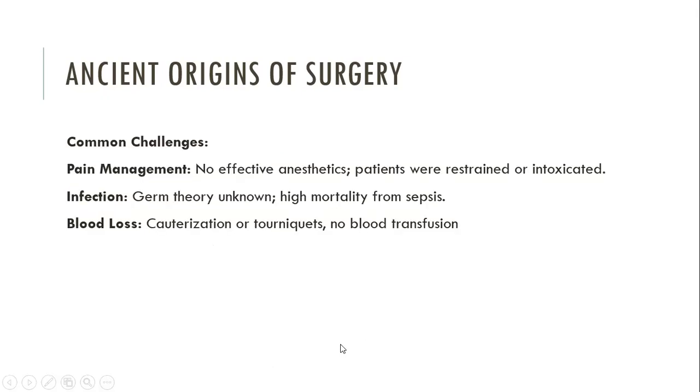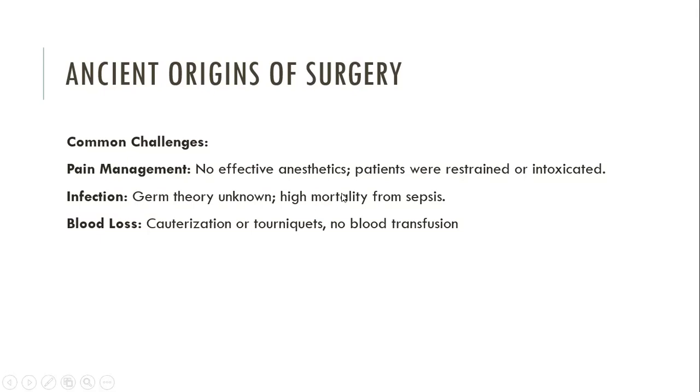So in ancient origins, there were three common challenges that they were facing at that moment, which limited them from performing more complex surgeries. The first challenge was pain management. There was no effective anesthetic available at that moment. Patients were either restrained or intoxicated to relieve the pain, but no effective anesthetic or pain medication was available. The second challenge was again infection.